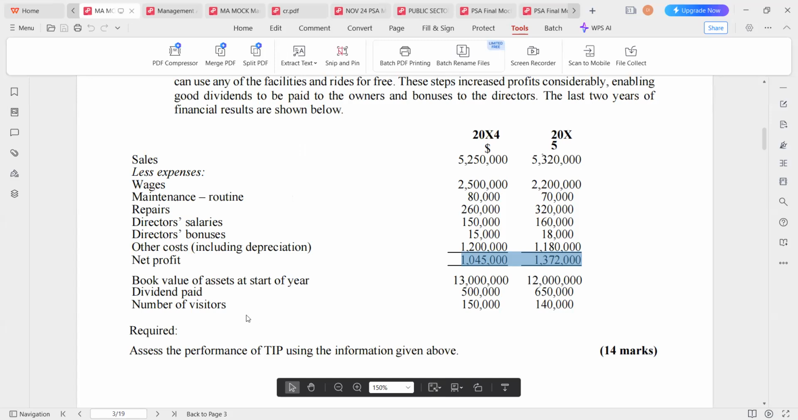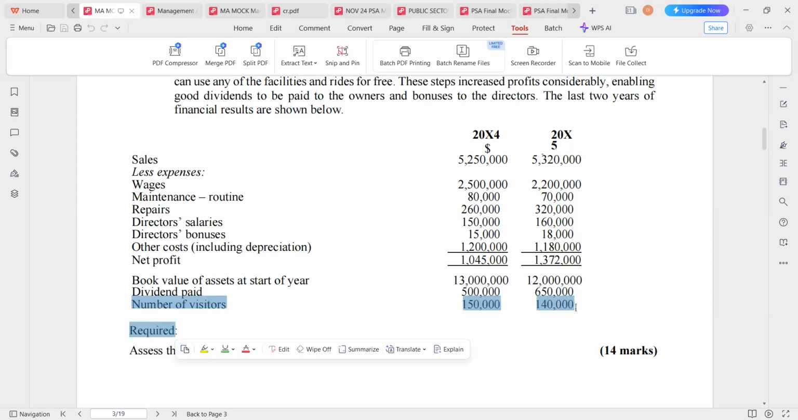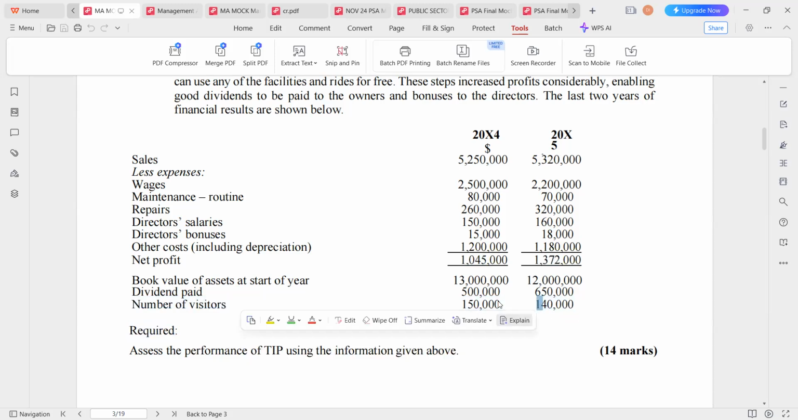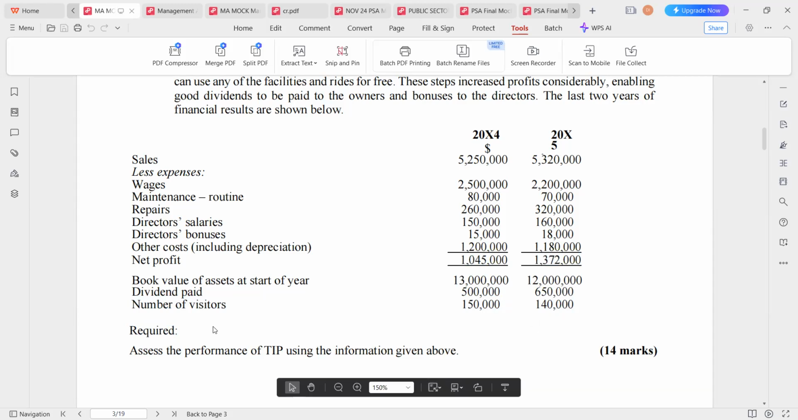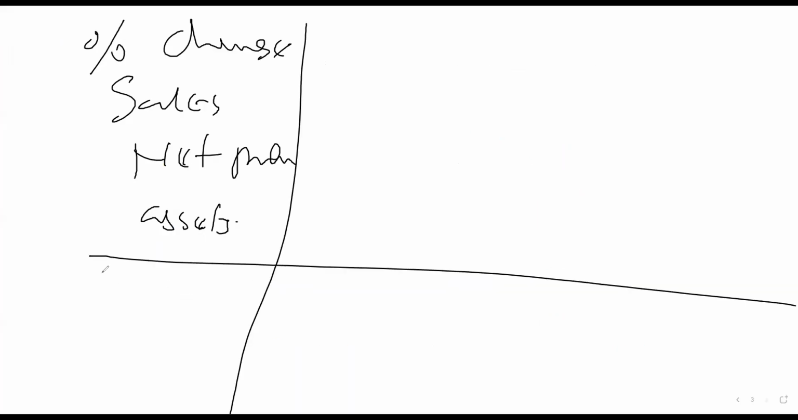Then now calculate the non-financial information. Number one, find the percentage change in the number of visitors. So how many visitors came during the year? That's the first non-financial ratio. So apart from this, percentage change in number of visitors.